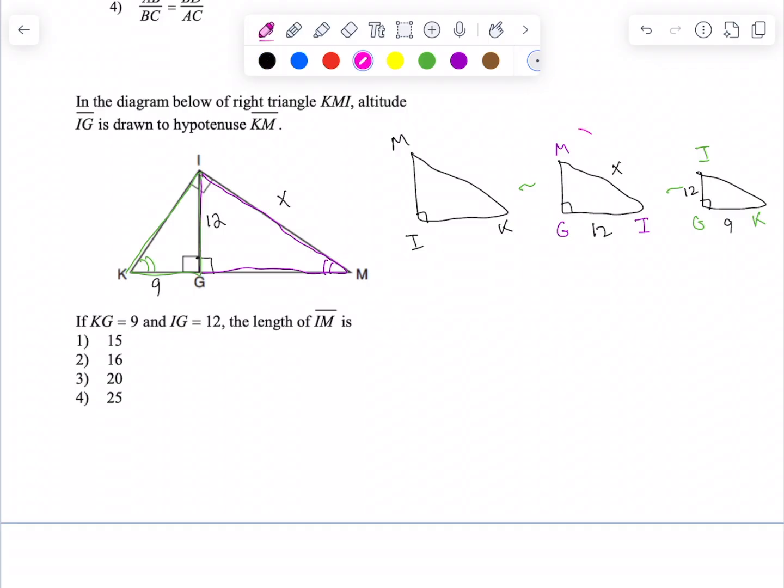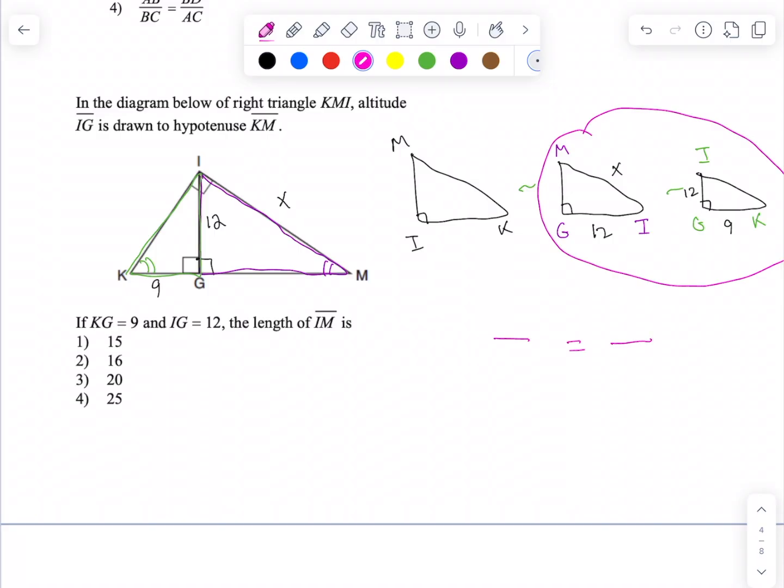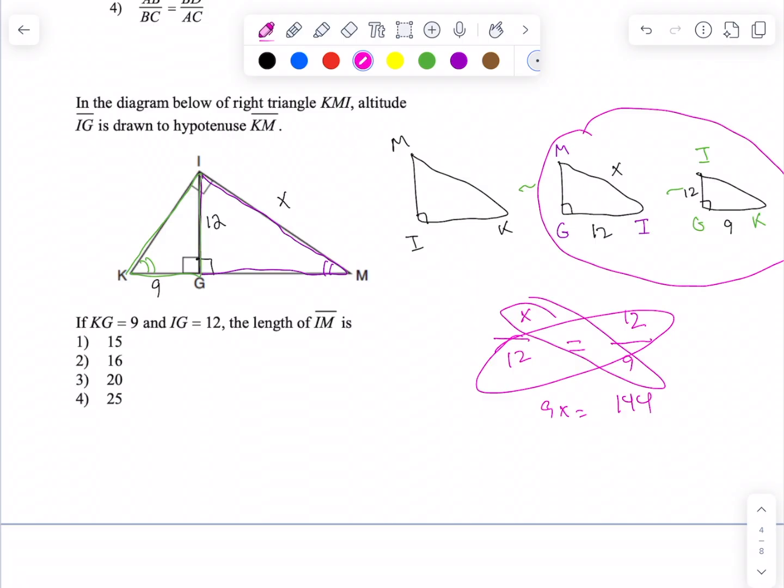So now we can see that it's these two triangles that we have the information about, but they're all similar to each other, so it doesn't matter. And we can make a proportion. I'm just going to do x over 12 equals 12 over 9. And we can cross multiply. 9x is equal to 144. So now all we'll have to do is divide. So we have 144 divided by 9, and we have 16.